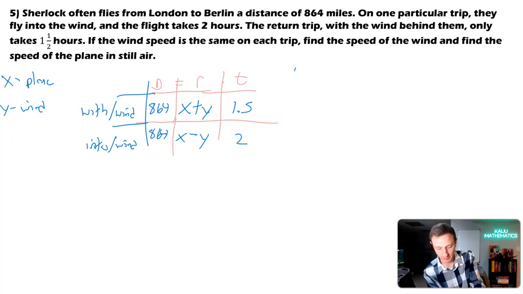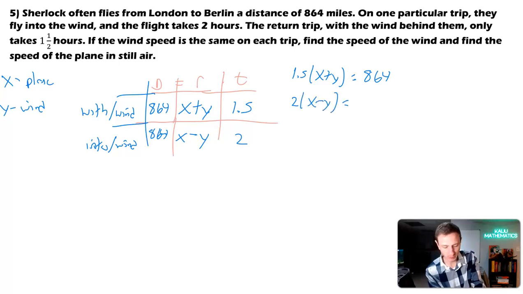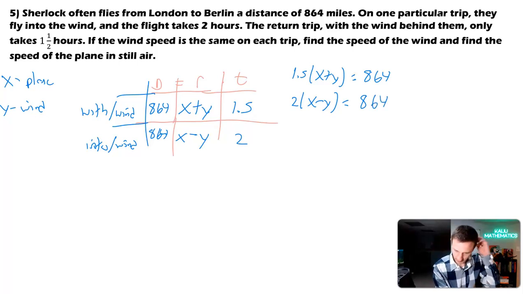So we could say 1.5 times x plus y is equal to 864. And then we could say 2 times x minus y equals 864 also, because rate times time is equal to distance. Distance equals rate times time. So I said the rate, x plus y, times the time, 1.5, is equal to the total distance. Same thing with the other rate, x minus y times 2 equals 864. And the reason I'm putting this in parentheses, and I'm not distributing just yet, is because we can kind of condense this down a little bit.